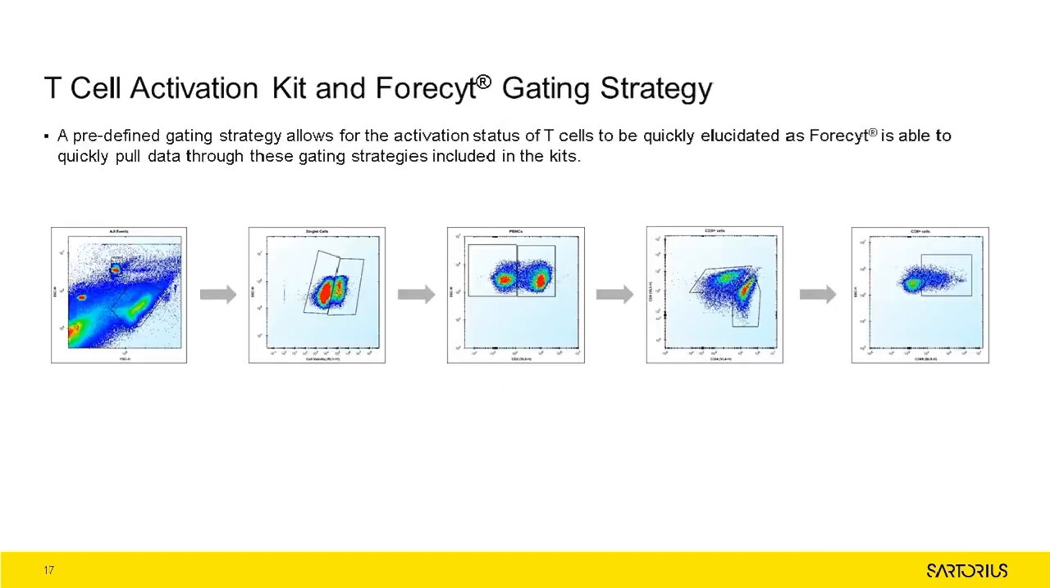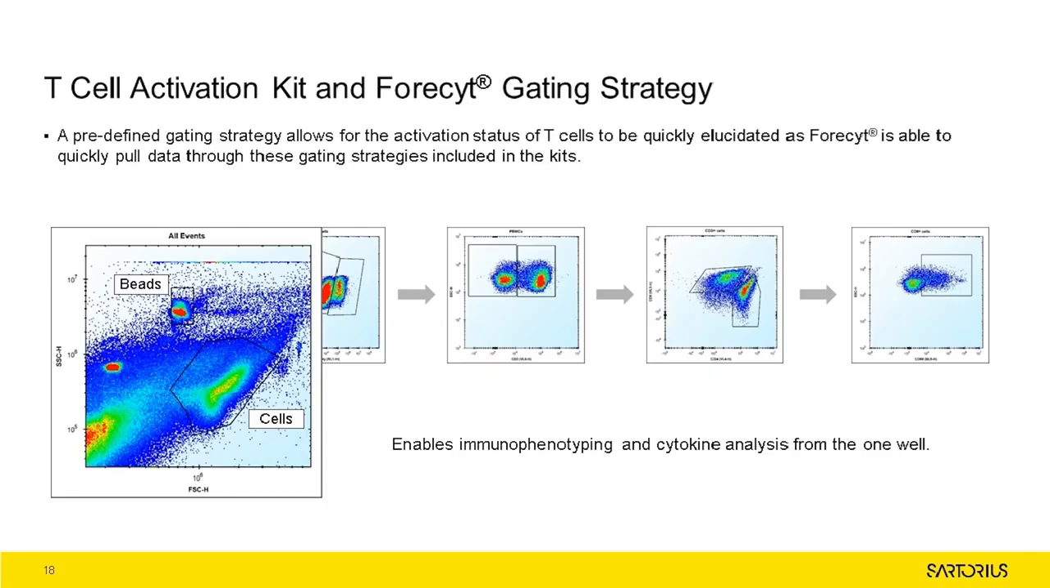This next slide uses the T-cell activation kit as an example of how the data is handled by Foresight. Firstly, the Q beads and the cells are separated. Again, these gates are preloaded into the software, so apart from slight adjustments to their location, no other action is needed to generate this strategy.